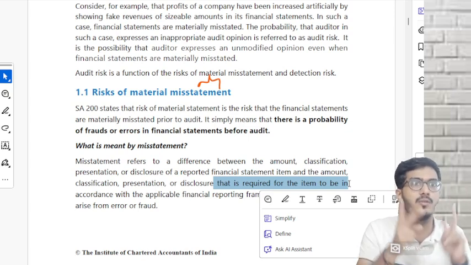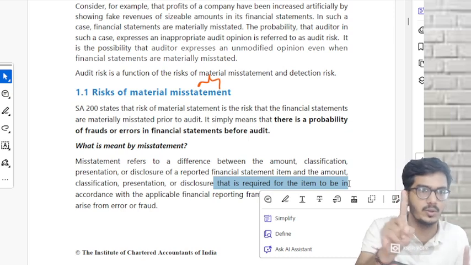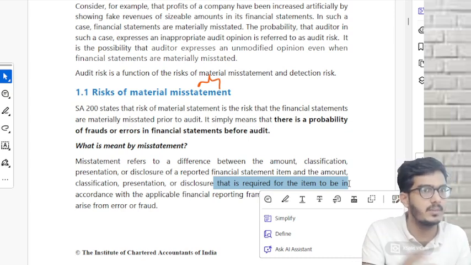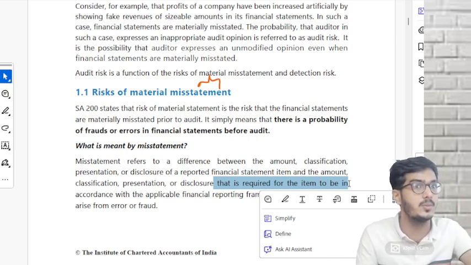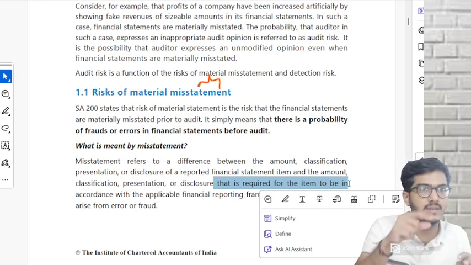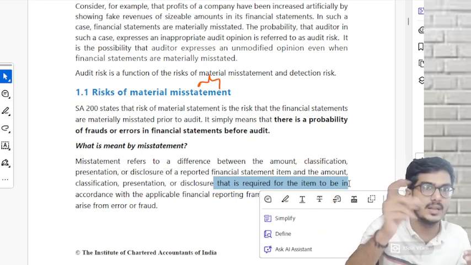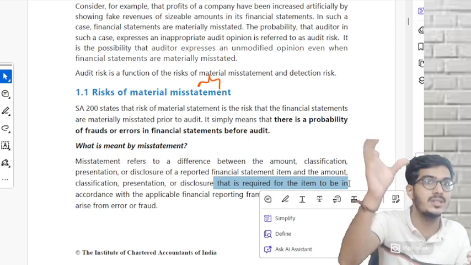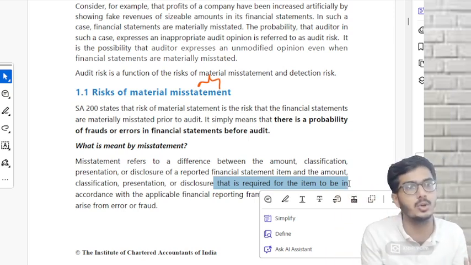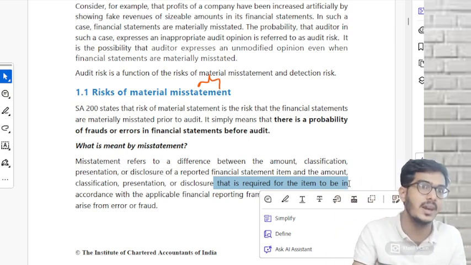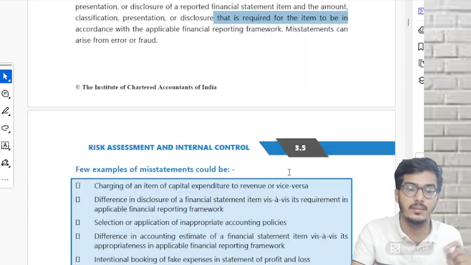For example, there were two provisions on the company. They showed one but forgot to show the other. That is a misstatement. Omission is also a misstatement, because they actually showed only one, and the requirement was to show two. As for disclosure, if there is a case on the company, they must also disclose the value, the penalty they might have to pay. They did not show it. That is a misstatement. That is what risk of material misstatement is.